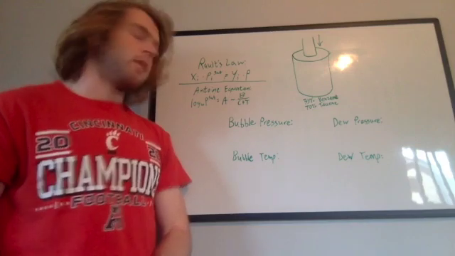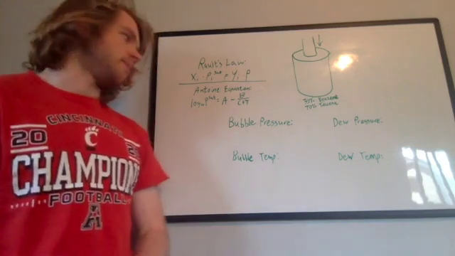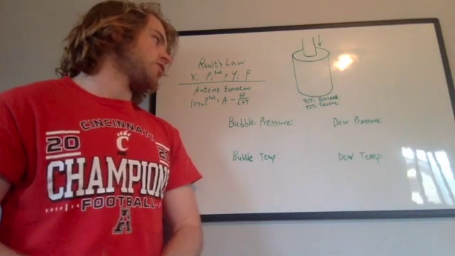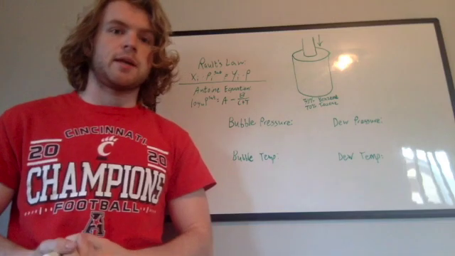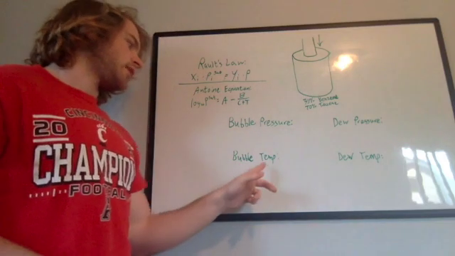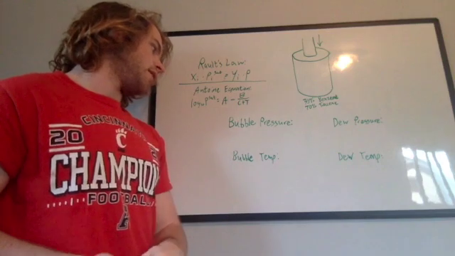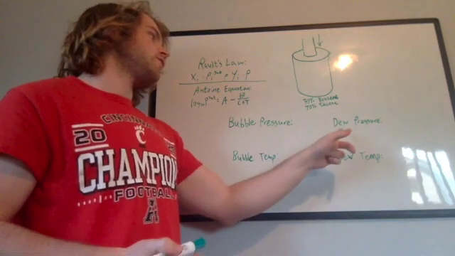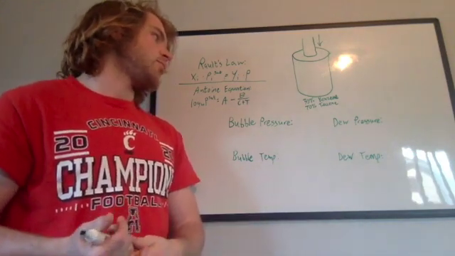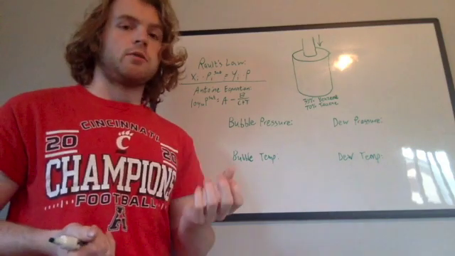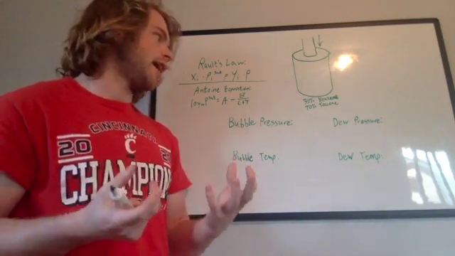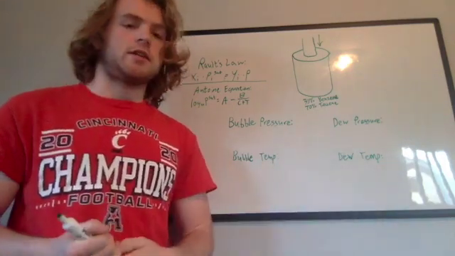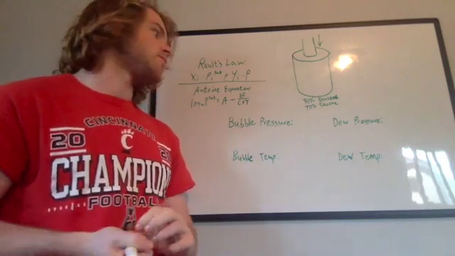Basically, the bubble pressure is, when you have liquids in the system, the pressure at which the first bubble forms within the system at a constant temperature, and the bubble temperature is just the reverse of that. It's the temperature at which the first bubble forms at a constant pressure. And then over here, the dew pressure is just the point where the first liquid molecule forms within a mixture of gases at a constant temperature, and the dew temperature is the temperature at which the first liquid forms at a constant pressure.